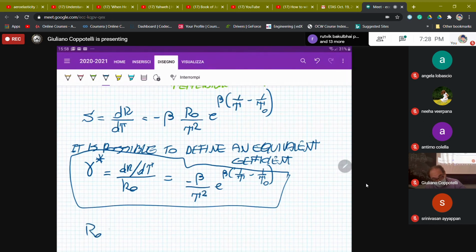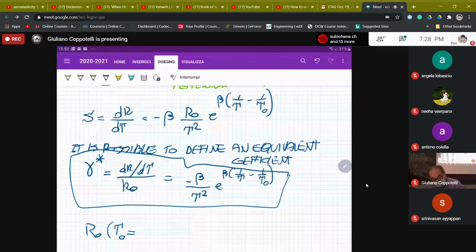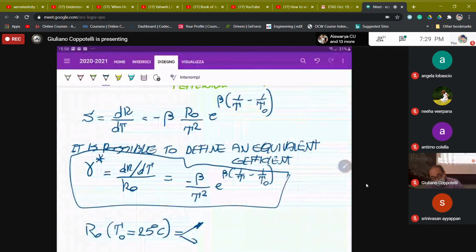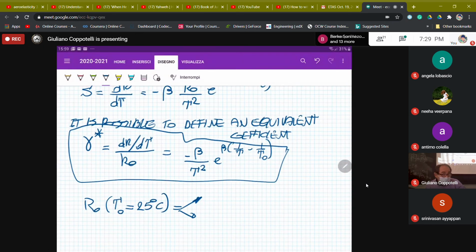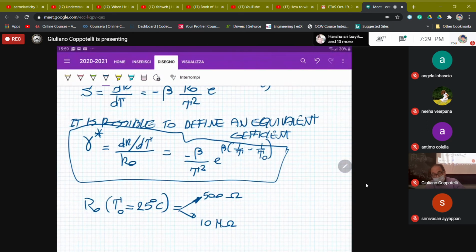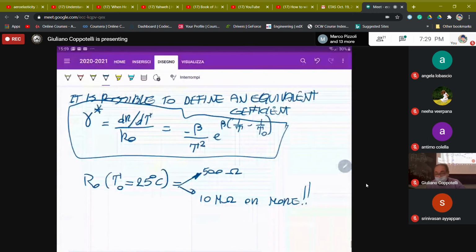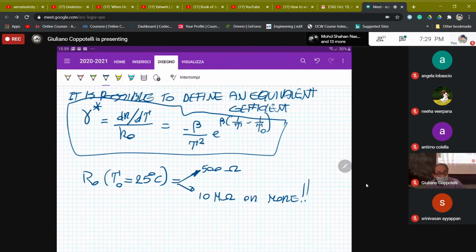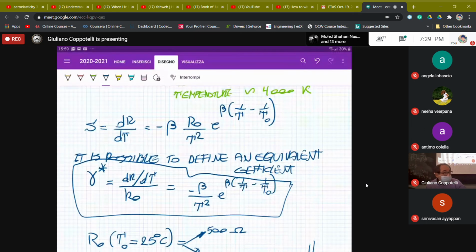By the way, R0, that is the resistance evaluated at T0 set equal to 25 degrees, for example, could have a number of values available off the shelf, could be 500 ohms, but also could go up to 10 megaohms or more, according to the different design. Of course, the higher is R0, the higher is the sensitivity of this transducer, as you can see there.